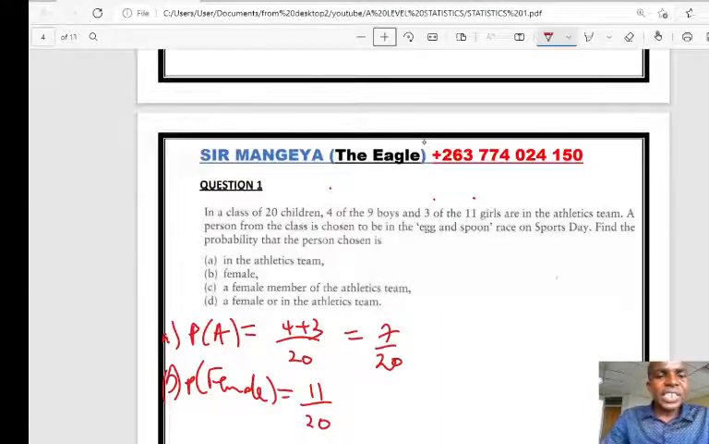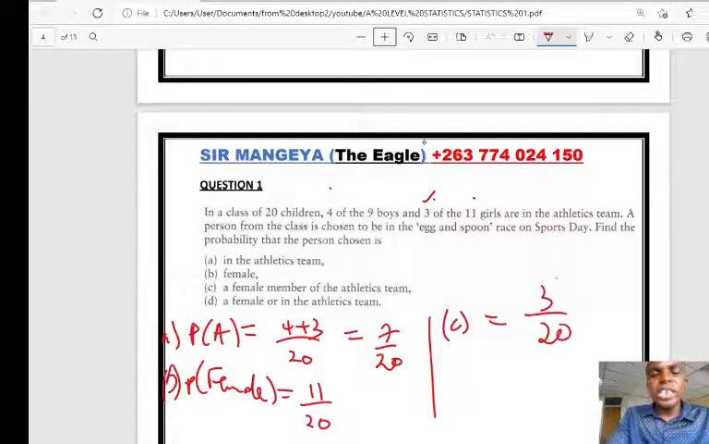Done. Next, part C, a female member of the athletics team. So what is the probability that a person chosen is a female member of the athletics team, right? How many are female members of the athletics team? We have 3, right? So you have 3 female members. That's part C. It's 3 over 20 children altogether. Then done. It's actually easy, right?